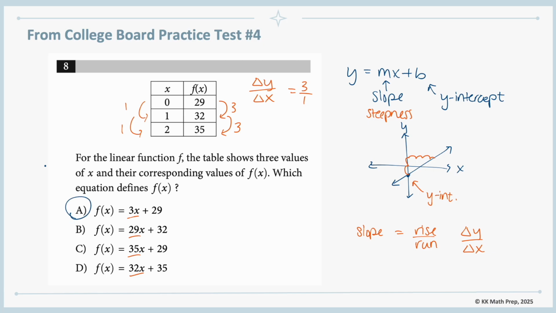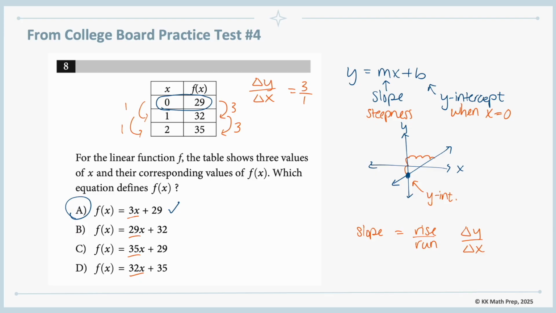Now let's talk about the y-intercept too. The y-intercept, because it's where we cross the y-axis, should have an x value of 0. So the y-intercept is when x equals 0. We can very clearly see from our chart that when x equals 0, the y value is 29. So our y-intercept should be 29, which works out for choice A. All right, that looks good.